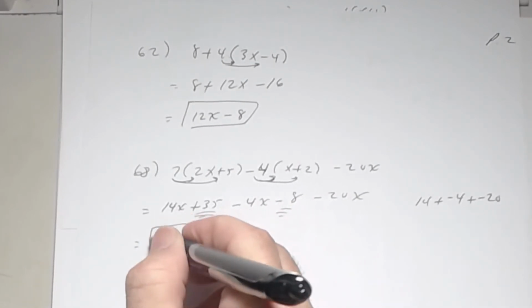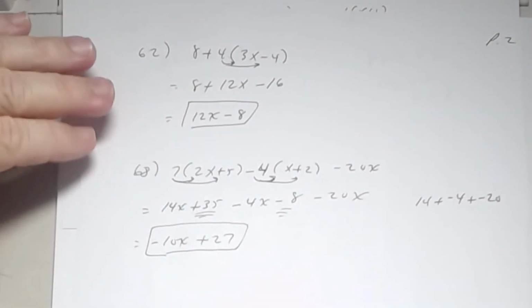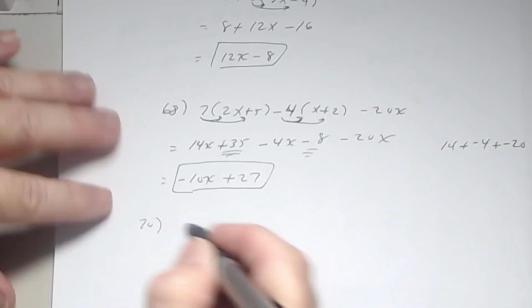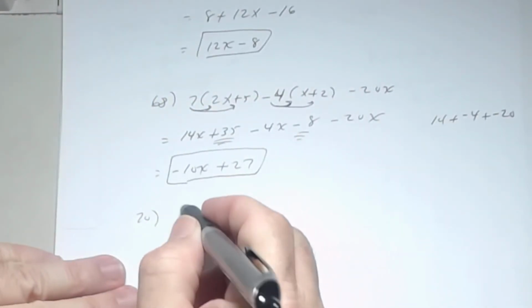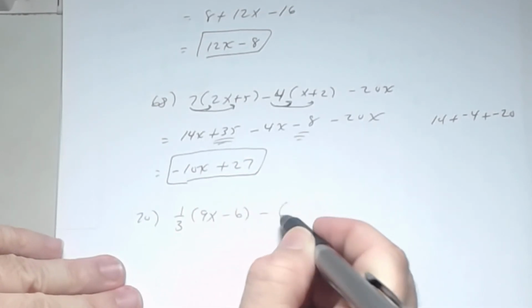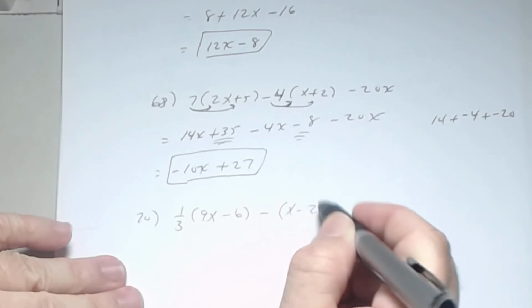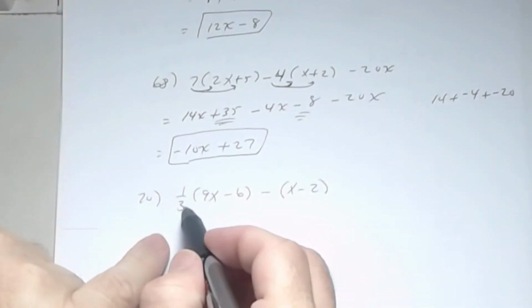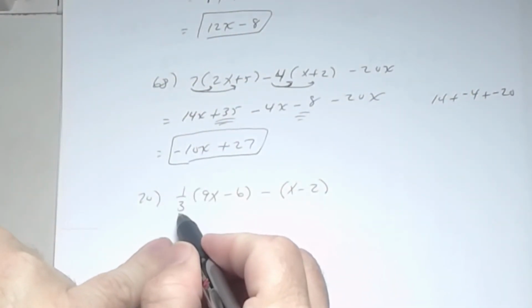Is that correct? Okay. Let's look at 70. In 70, you have 1/3 times 9x minus 6 minus, in parentheses, x minus 2. That's what we have. How many sets of parentheses? How many times do we use the distributive property? Twice.